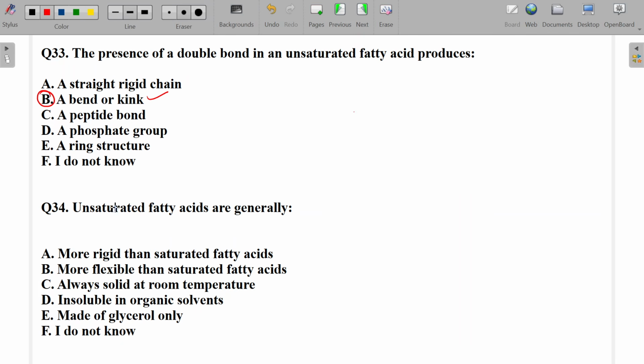Then question 34. Unsaturated fatty acids are generally A, more rigid than saturated fatty acids. B, more flexible than saturated fatty acids. C, are always solid at room temperature. D, insoluble in organic solvents. E, made of glycerol only. F, I do not know. B. Yes, they are more flexible.